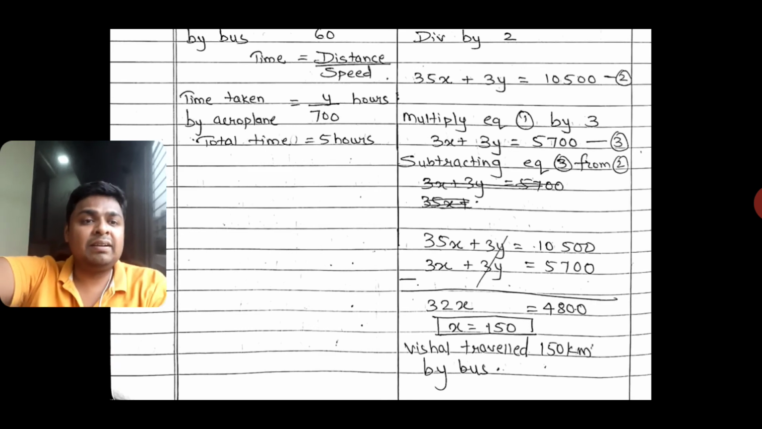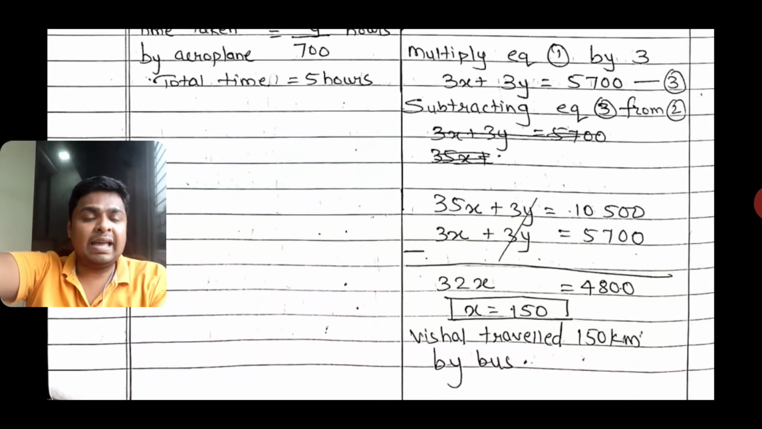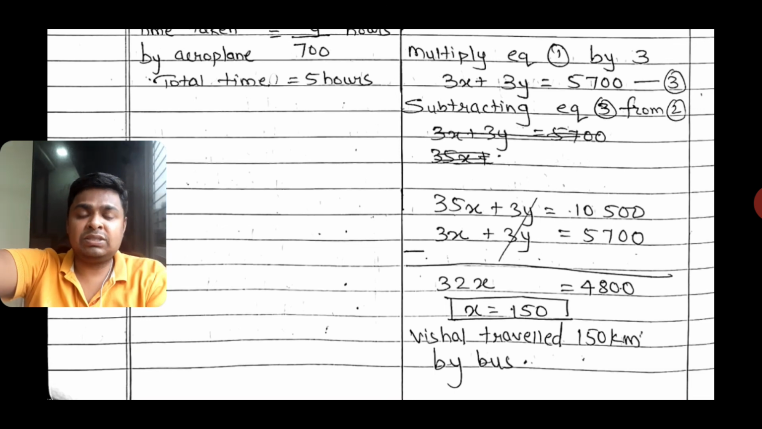You can see it here. Observe this carefully. I cancel it. 35 minus 3, that is 32x. And then I get 4800 on that side. X is equal to 150. So Vishal traveled 150 kilometers by bus.